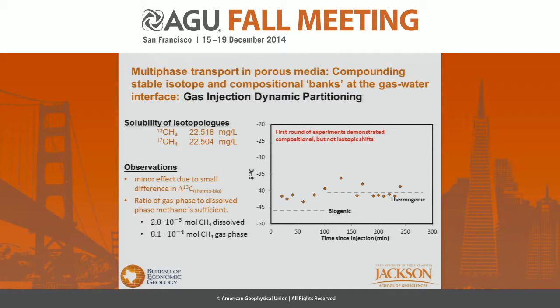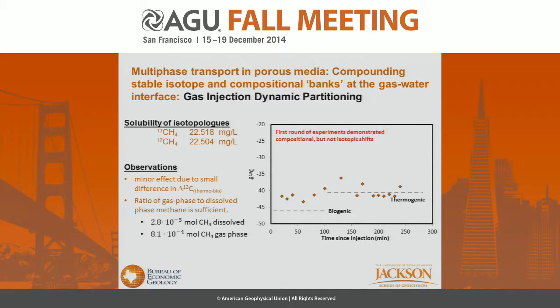This is the carbon isotope effect we saw. Again, the biogenic methane was about minus 48. The thermogenic methane was about minus 42. There's a lot of spread in the data, but it's not conclusive at this point that we actually saw this carbon isotope effect through the transport.